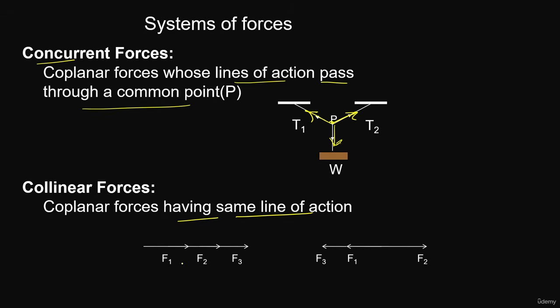Okay, so here you can see F1, F2 and F3 are along the same line, or you can even say this to be a one-dimensional force system. And this is a 2D force system wherein you can realize the action of T1, T2 and W along the X and Y directions. That's how the complexity is going to increase.